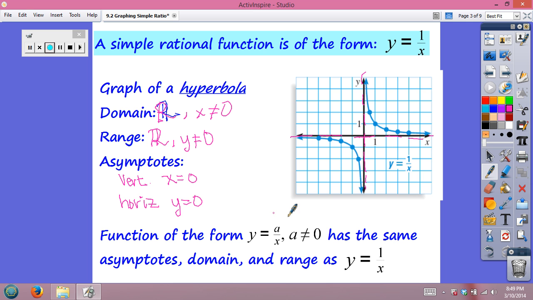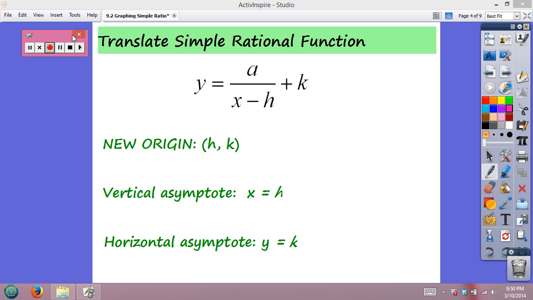Okay, so the function of the form y equals a over x, where a can't equal 0, has the same asymptotes, domain, and range as the parent function y equals 1 over x, but a is going to be our stretch in this case. So that won't affect the domain and range. What will affect the domain and range in this case will be our translations, or our h and k values that we've had in previous lessons.